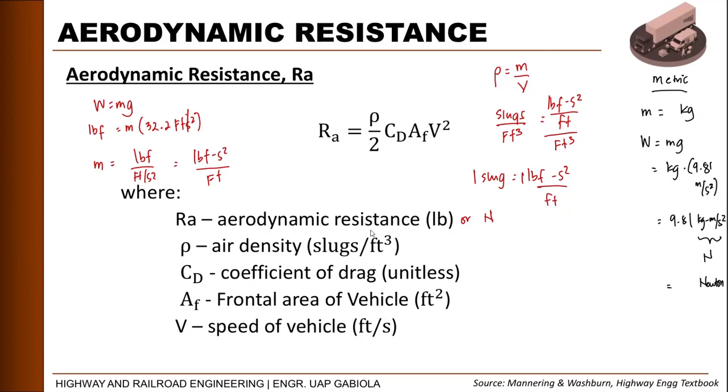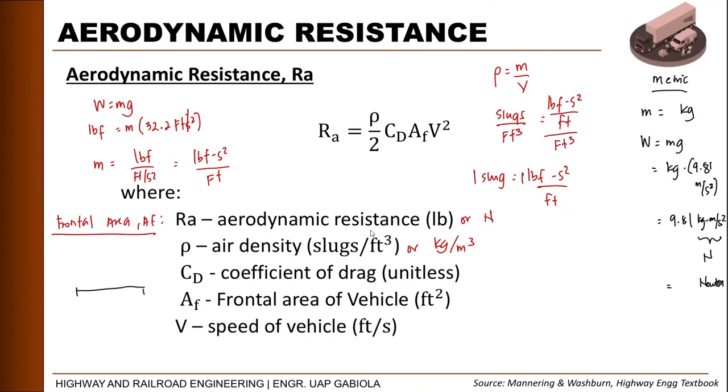Okay? So, when we have slugs, dapat automatic maisip nyo, siya ay pound force second squared over foot. Then, yung slugs per cubic feet ay para sa English; sa metric, ang tawag sa kanya is kilogram per cubic meter. Okay? Coefficient of drag is unitless. Then yung frontal area natin, yung AF natin, approximately, yan yung ano natin.